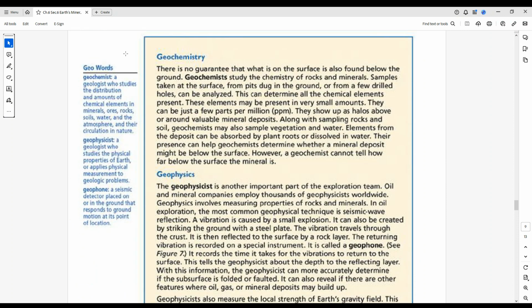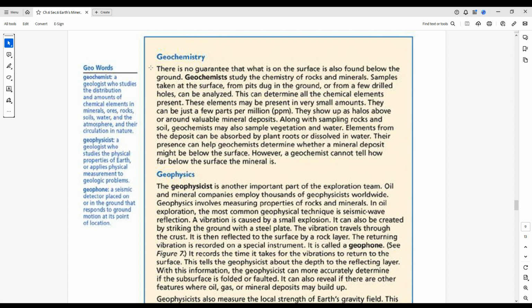Geochemistry. There is no guarantee that what is on the surface is also found below the ground. Geochemists study the chemistry of rocks and minerals. Samples taken at the surface from pits dug in the ground or from a few drilled holes can be analyzed. This can determine all the chemical elements present. These elements may be present in very small amounts. They can be just a few parts per million, ppm. They show up as halos above or around valuable mineral deposits.